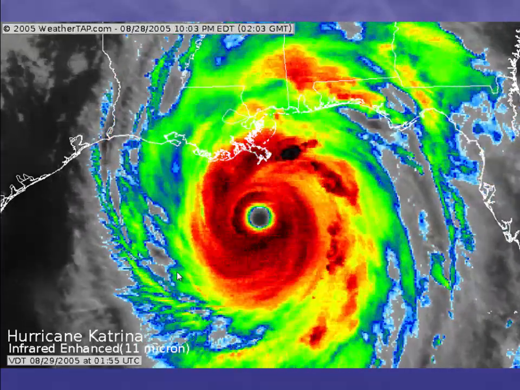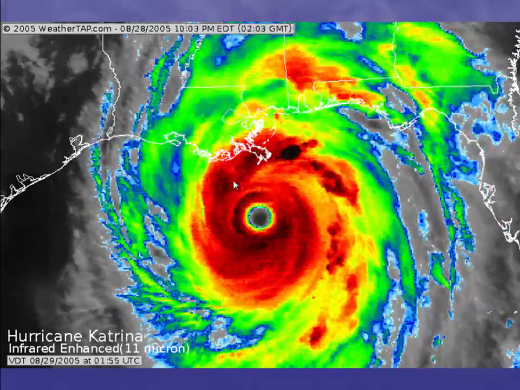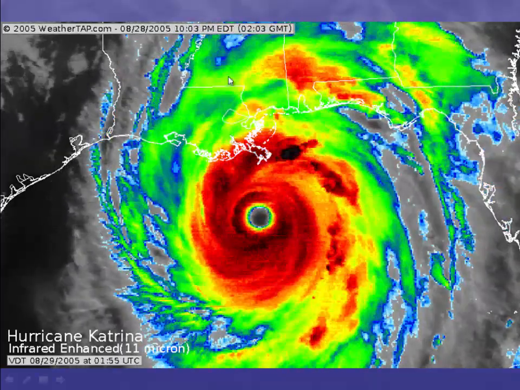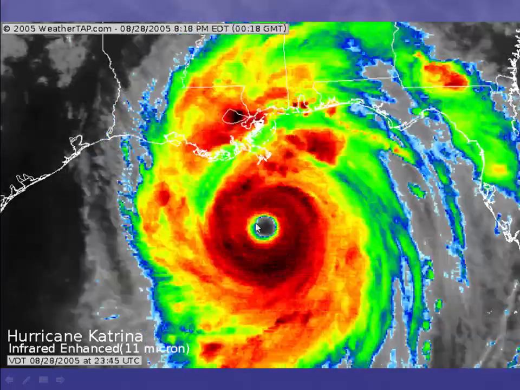You can see here on the afternoon of August 28th, 2005, Hurricane Katrina was essentially at peak intensity. It was churning across the Gulf of Mexico. So here we have southern Louisiana, southern Mississippi, southern Alabama, the panhandle of Florida, all shown in this geographical region. Smack dab in the center here, we have Hurricane Katrina. The eye of the hurricane is very well seen on this particular satellite image.